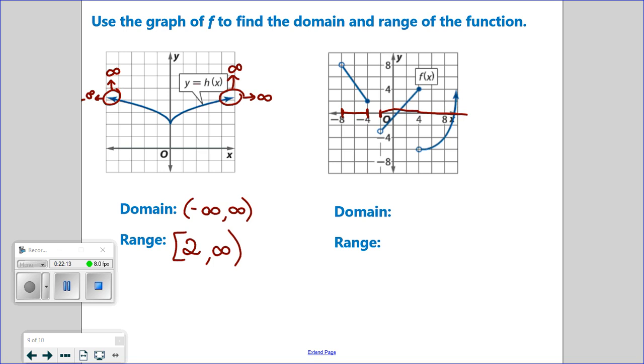So you should have a domain of open dot at -8 up to closed dot at -4, break until the next piece of graph picked up at -2, which is an open dot, and then it continued forever to infinity.